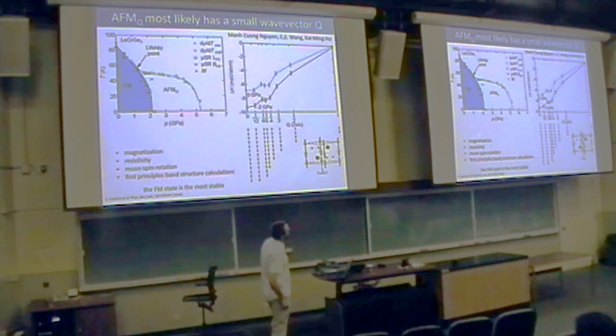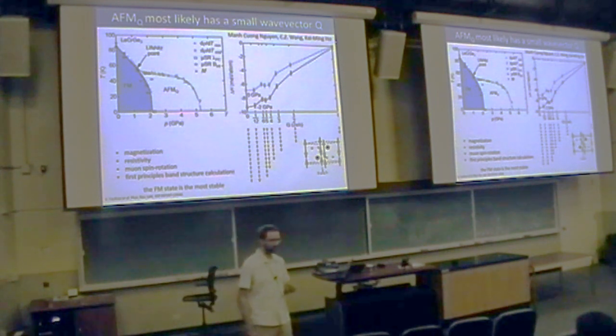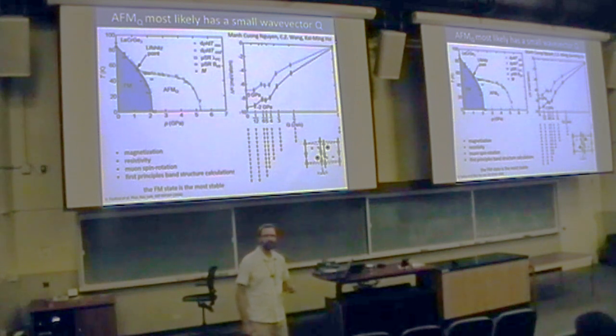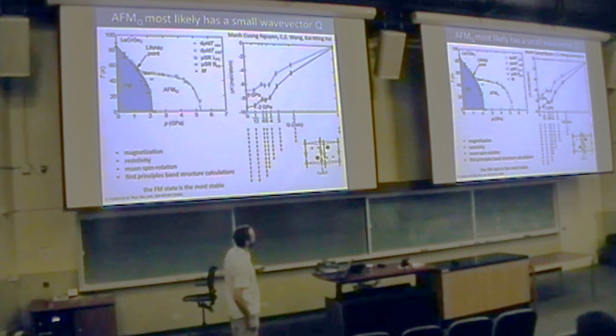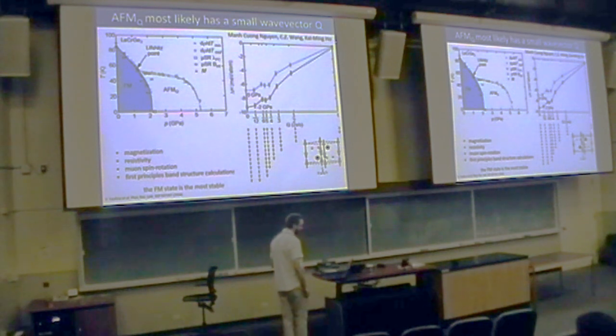And what you can see is that at low pressures, the most stable is the ferromagnetic state. And as we mentioned just in the previous talk, in theory you can even do negative pressure, minus 2 gigapascal, and that confirms that the ferromagnetic state is the most stable.